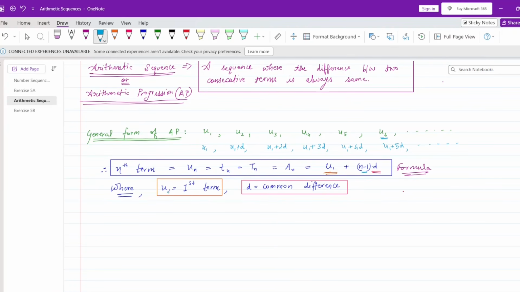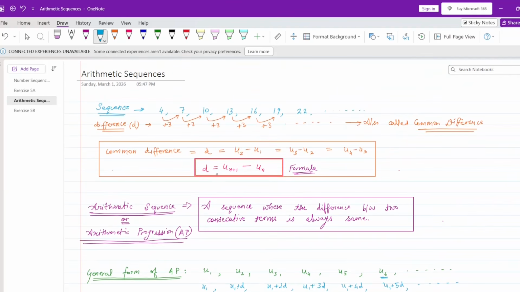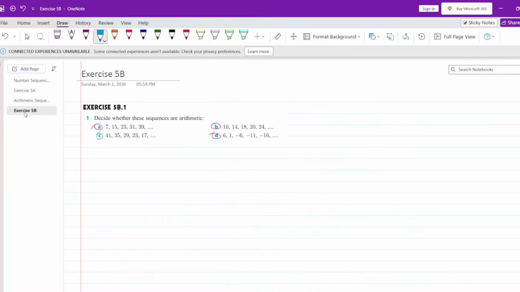Here we know u1 is the first term of the sequence and d is the common difference. This is the same common difference for which we have just come up with the formula. Now let's get started with solving some problems from exercise 5B.